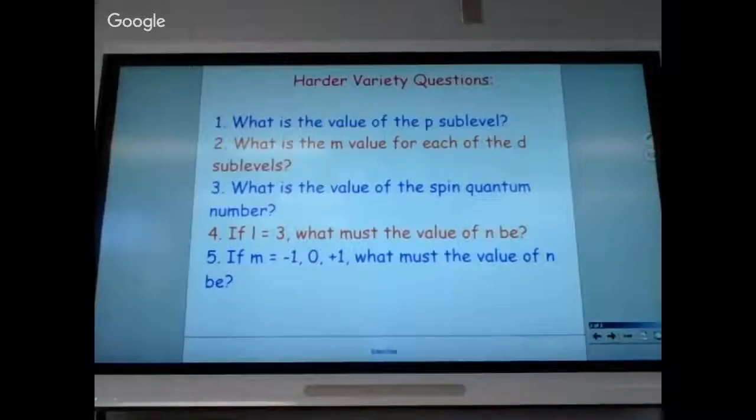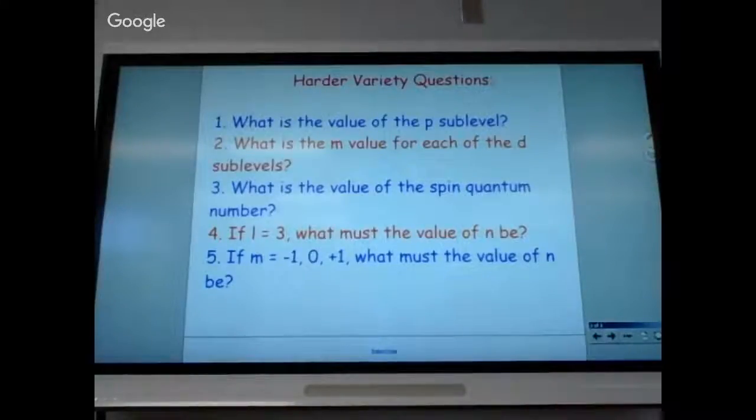There would be any with 4. Because you're finding the value of N. Okay, I understand that. All right, have you tried them all? Yep. So, what's the value of the P sublevel? What number did we assign to P?